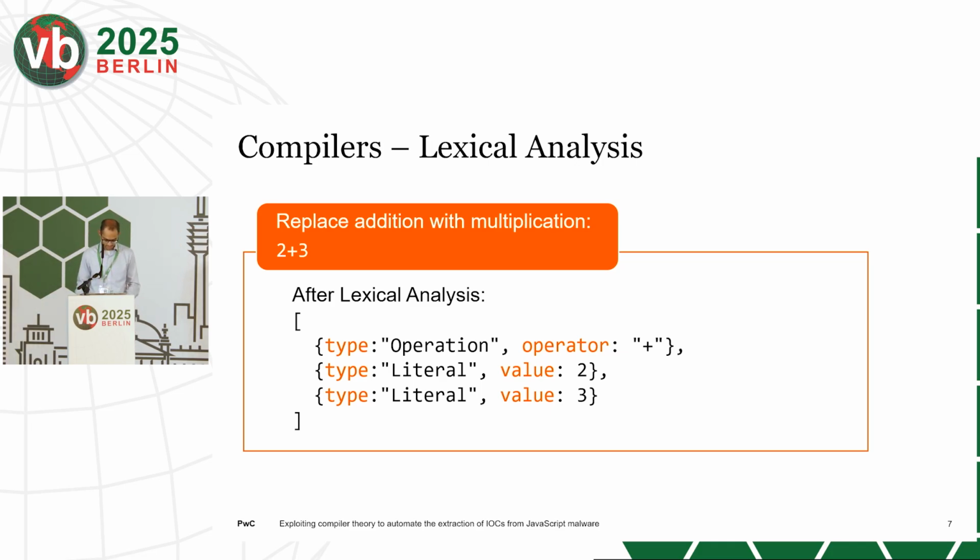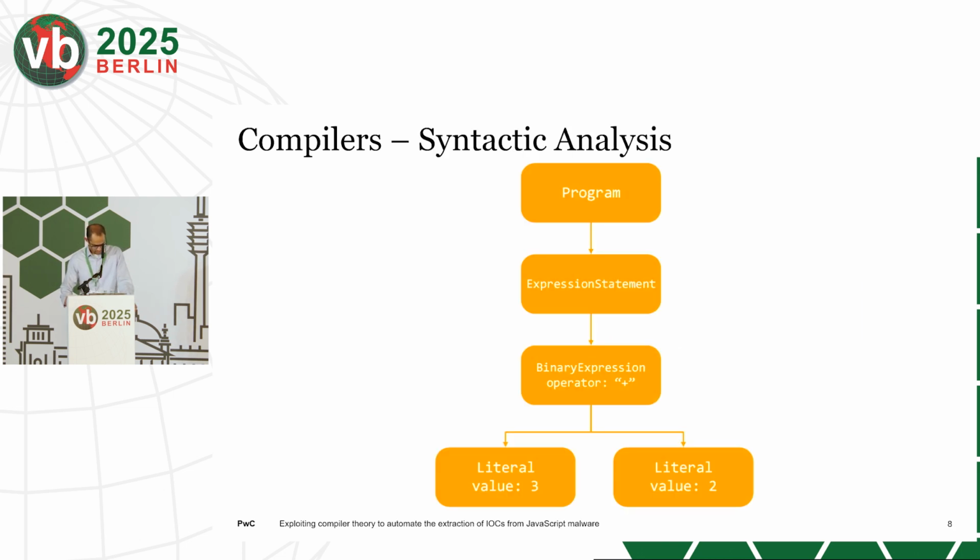The next stage is to transform this into an abstract syntax tree. So this is the abstract syntax tree, and it shows the parent-child relationship between each of the tokens. And as you can see, they've been embellished with a bit more information. So we have a program which is composed of an expression statement, which is formed of a binary expression. And notice it's got the property operator, and the value of that is the plus symbol. It then has 2 children, which are the literals, with values 2 and 3.